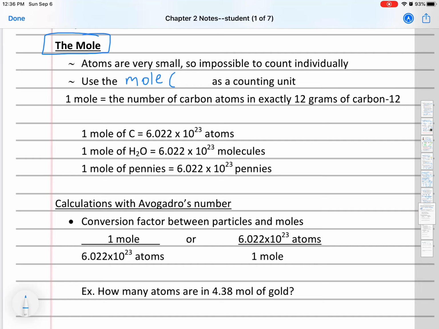It happens to be a really, really large number, and we can abbreviate it as mol. So a dozen is 12. A mole is 6.022 times 10 to the 23rd. It's a huge, huge, huge number. And it was determined by a scientist named Avogadro.